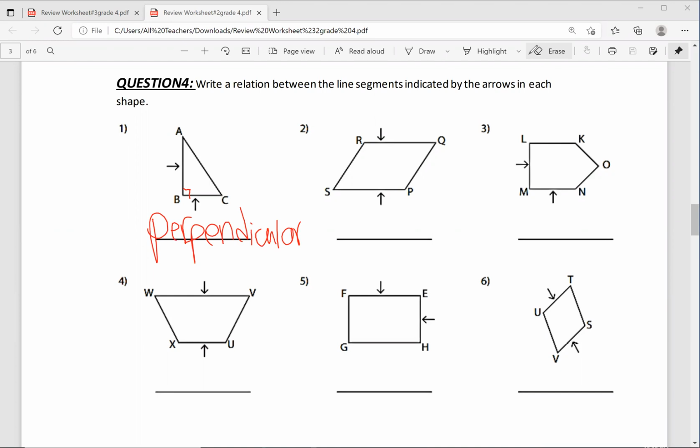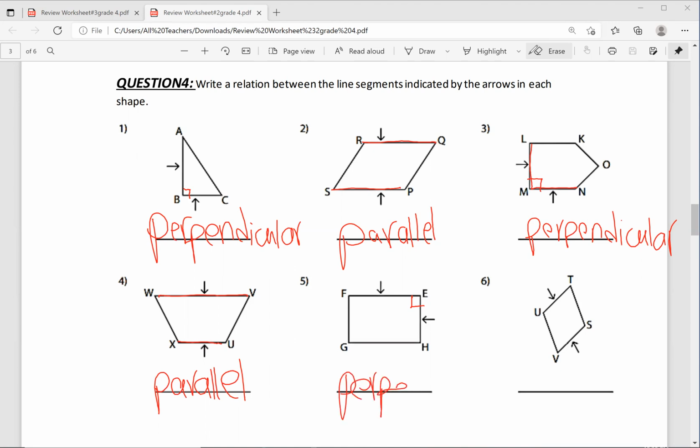In figure 2, RQ and SP are parallel because they never cross each other as long as you extend them. Now LM and MN are perpendicular lines because they form a square corner. Now WV and XU are parallel because they never meet. EF and EH are perpendicular because they have a square corner. And at last, UT and SV are parallel because they never meet.